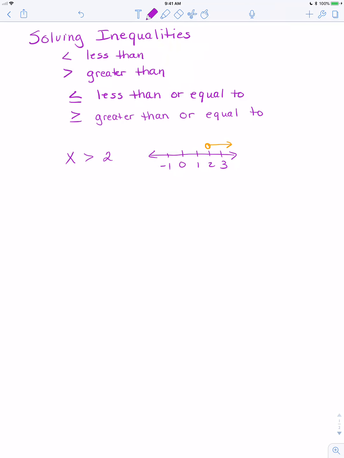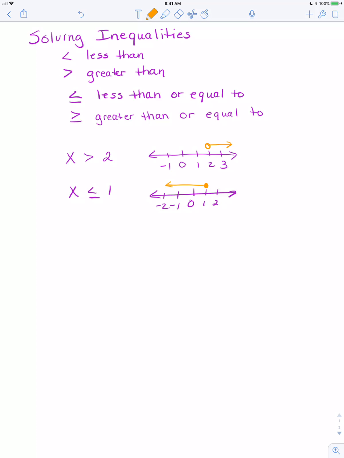Versus if we went x is less than 1, or less than or equal to. Let's do one of those. Well, it's also equal to 1, so that's when you would do that closed hole. And x is less than, so you're going to go this way.